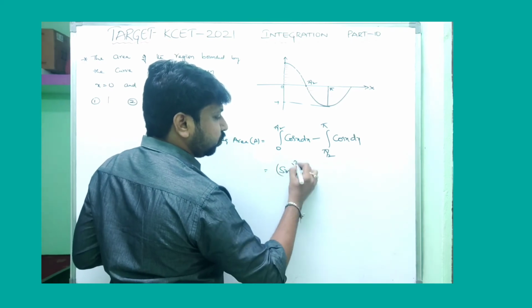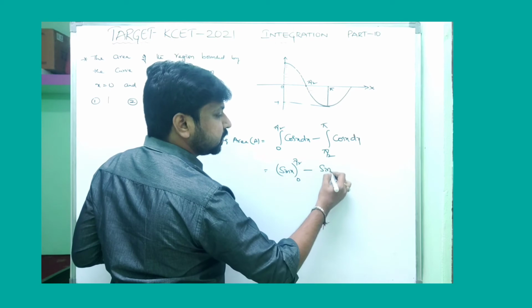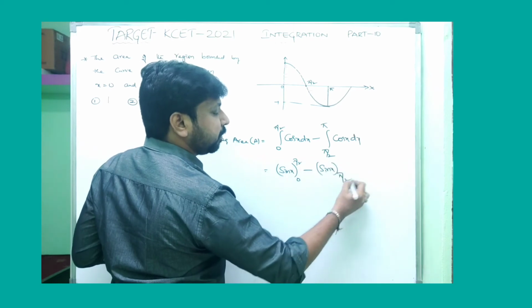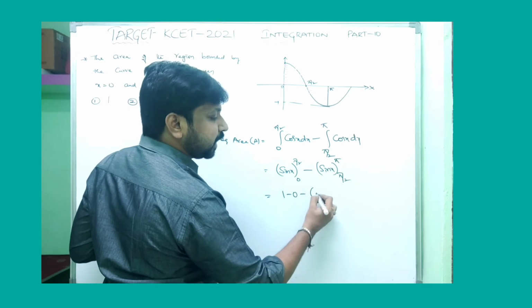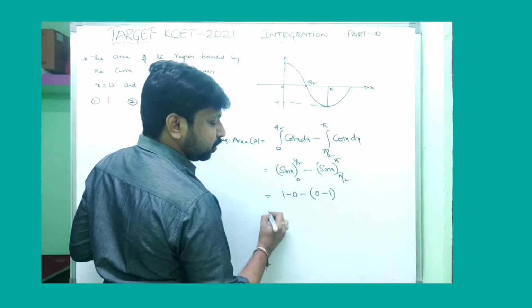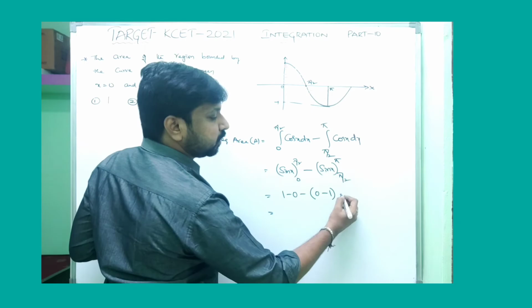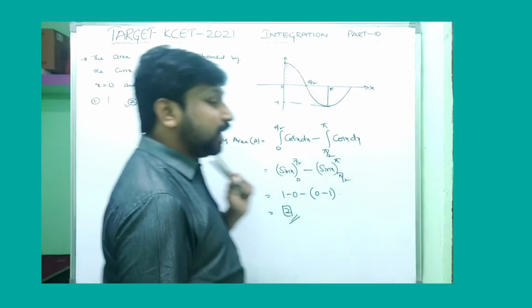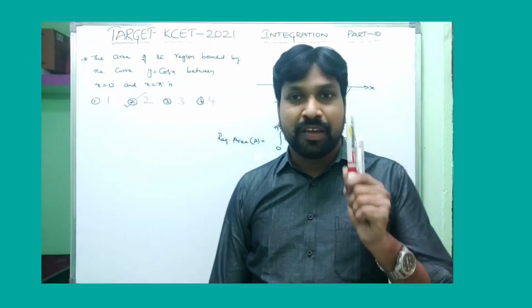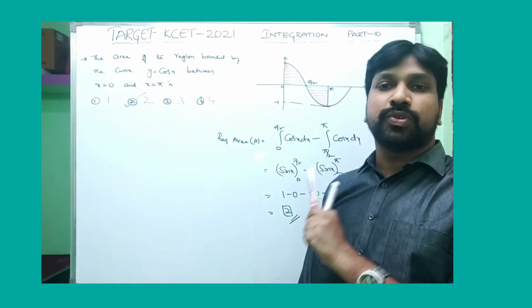Now cos x integration: sin x between the limits 0 to pi by 2 minus sin x between the limits pi by 2 to pi. Sin 90 is 1, sin 0 is 0, minus sin pi is 0 minus sin 90 is 1. So 1 minus of minus 1, plus 1, you are getting the answer as 2. 2 is your answer. So it is a very easy model question only. Whenever the curve is a single curve, of course it is very easy.